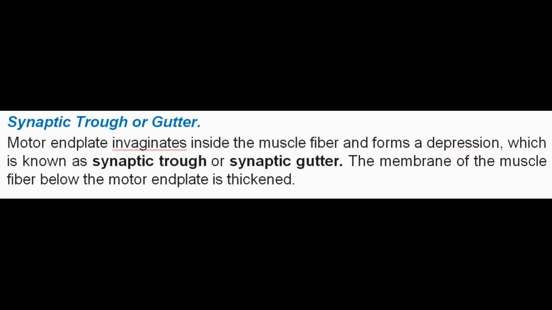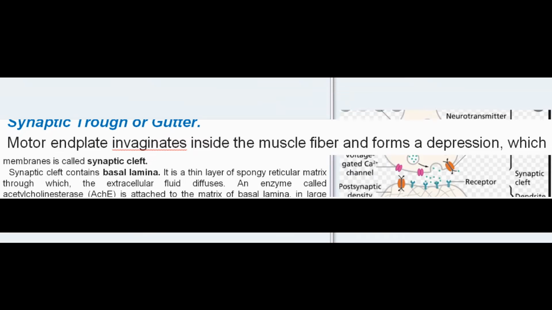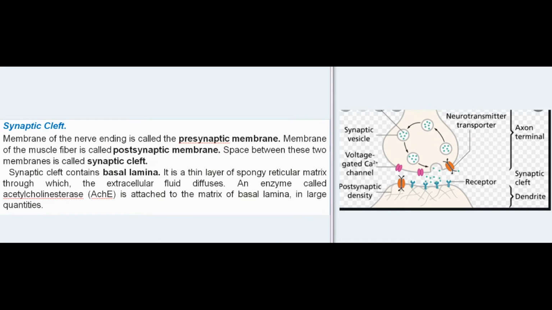Synaptic trough or gutter. Motor endplate invaginates inside the muscle fiber and forms a depression, which is known as synaptic trough or synaptic gutter. The membrane of the muscle fiber below the motor endplate is thickened. Synaptic cleft. Membrane of the nerve ending is called the presynaptic membrane. Membrane of the muscle fiber is called postsynaptic membrane. Space between these two membranes is called synaptic cleft.